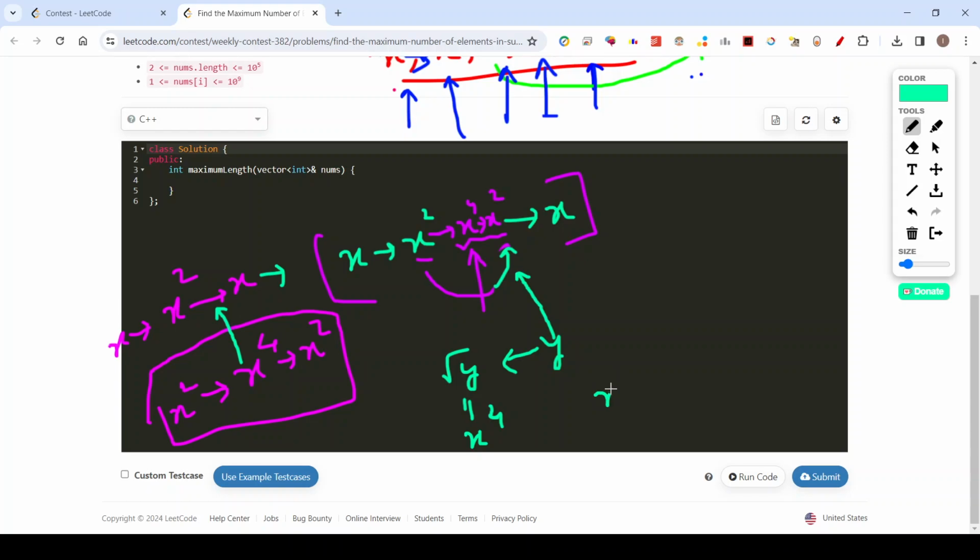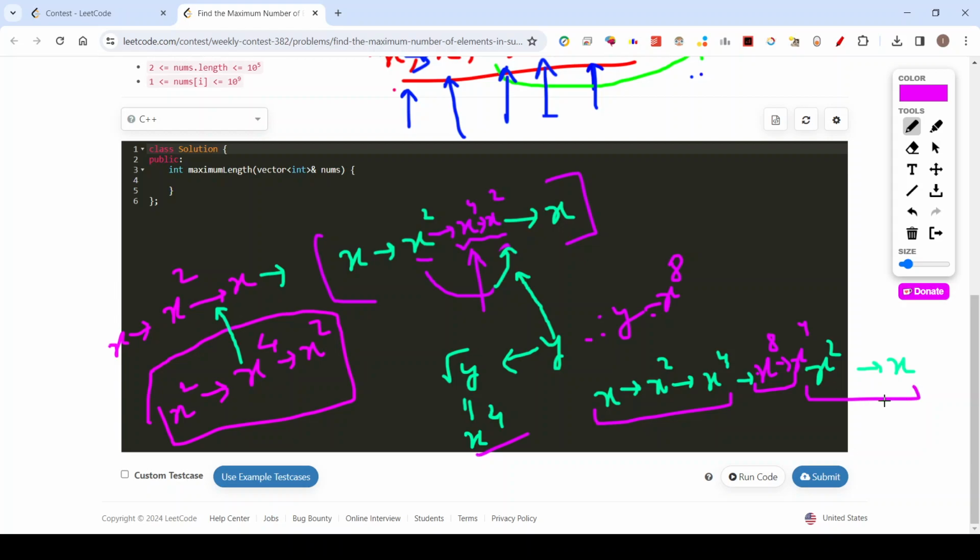So let me just show you the series. It would be x square, x power 4, right? This was initially x square here and x. So since I found a y, which is x to the power 8, if x to the power 4 is the square root of y, therefore y is x to the power 8. So I can insert x to the power 8 here with an additional x to the power 4 if it exists. If I'm able to do so, I will maximize the previous chain length by adding a 2. So I will max the answer by this and form the whole array.